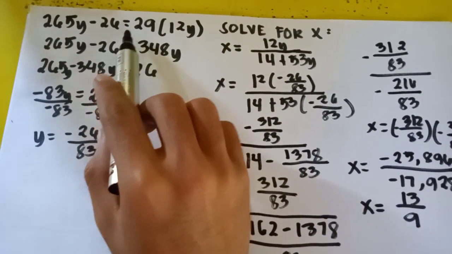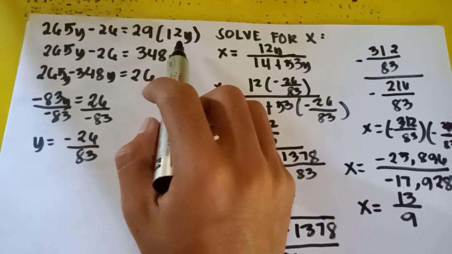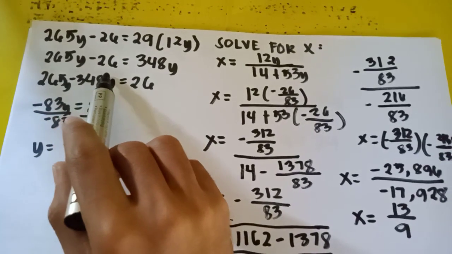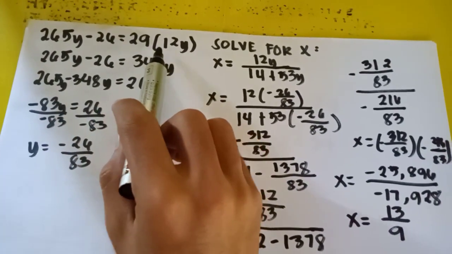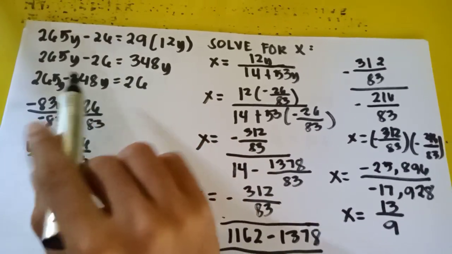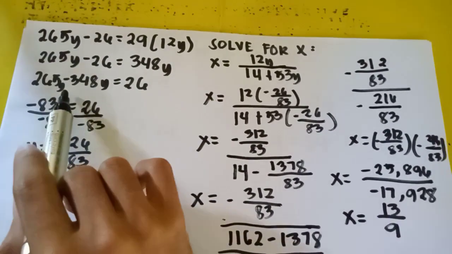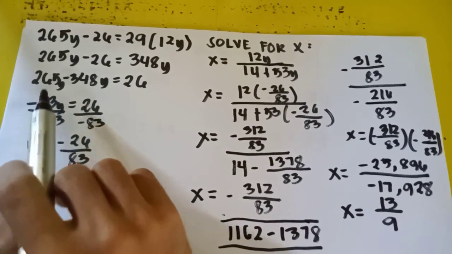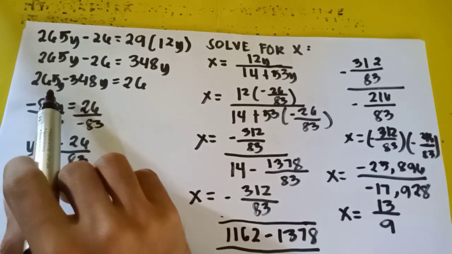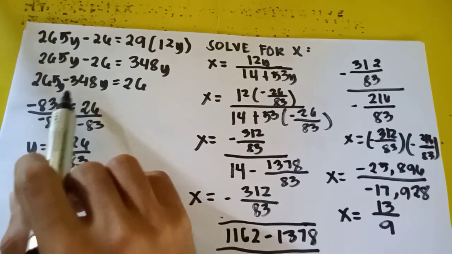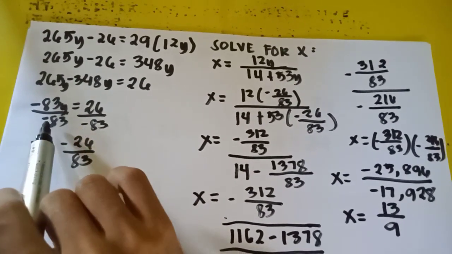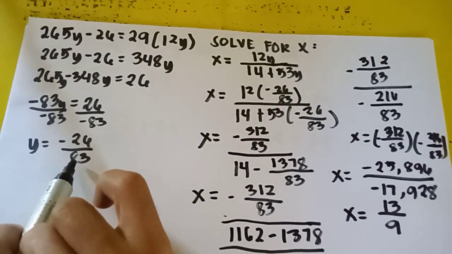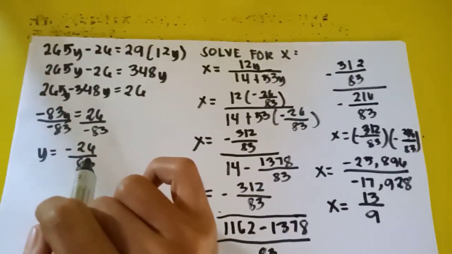265y minus 26 equals 29 times 12y. 29 times 12y is 348y. 265y minus 348y equals 26. 265 minus 348 is negative 83y equals 26. Then divide both sides by negative 83, y is equal to negative 26 over 83.